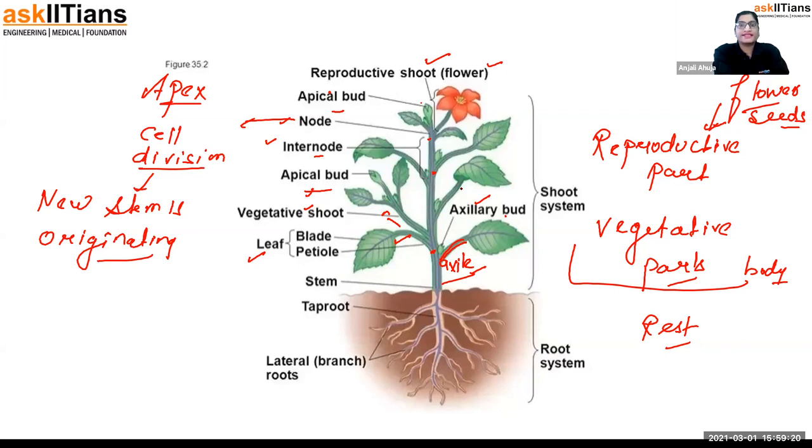So yeah, that's the revision of the plant parts. And these are the tap roots and the lateral branches. This is the root system. And the one which is shooting outside is the shoot system.